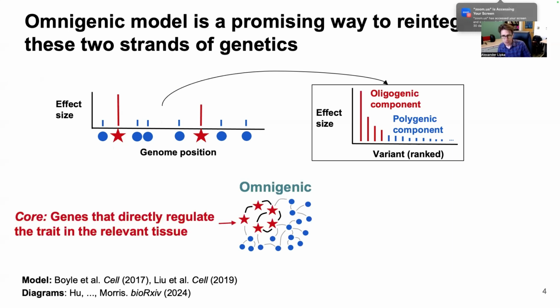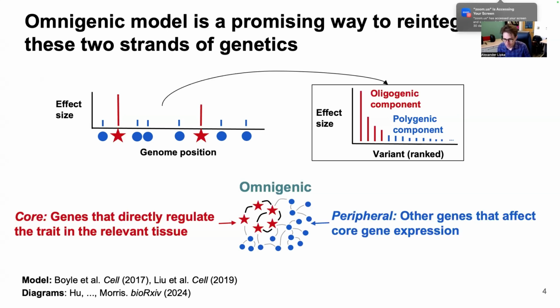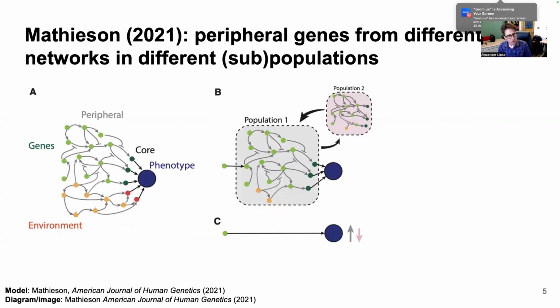It says that the red genes, the large effect ones, are the genes that directly regulate the trait. And then the blue genes are the other genes that indirectly control the core gene through trans expression. So thus you have the core genes and the peripheral genes. Matheson 2021 built upon the basics of the omnigenic model to consider how genetic architecture behaves across subpopulations.